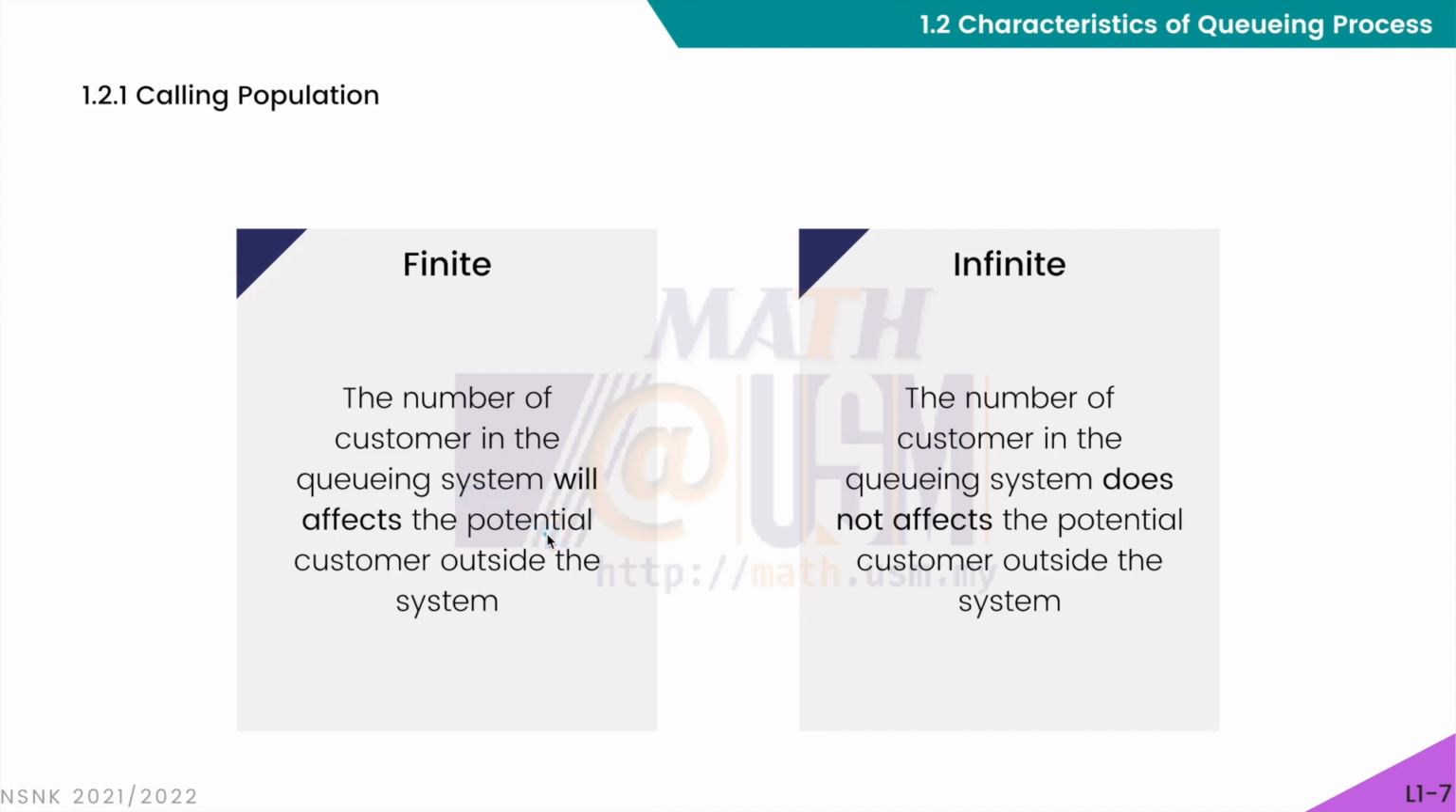This situation of a finite calling population will affect the potential arrival of customers into the system. For an infinite calling population, the number of customers in the queuing system basically does not affect the potential customers outside the system, or your calling population.